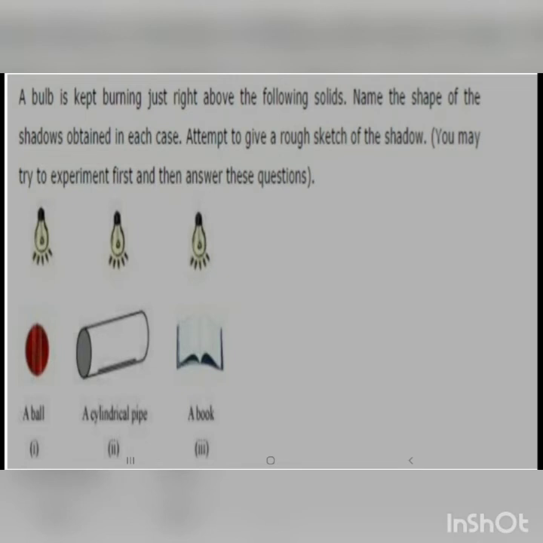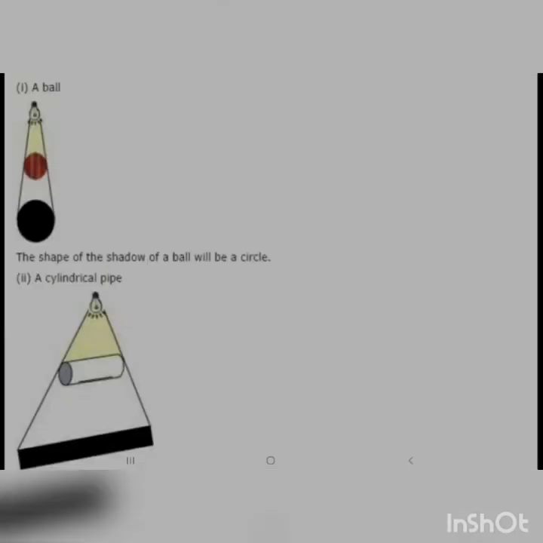Here a ball is there, a cylindrical pipe is there, a book is there. Now when each is kept over a light and the shadow comes, what shapes will we get? The spherical ball, its shadow will be what? A circle shape. It was a spherical ball, but the shadow is a circle, isn't it?